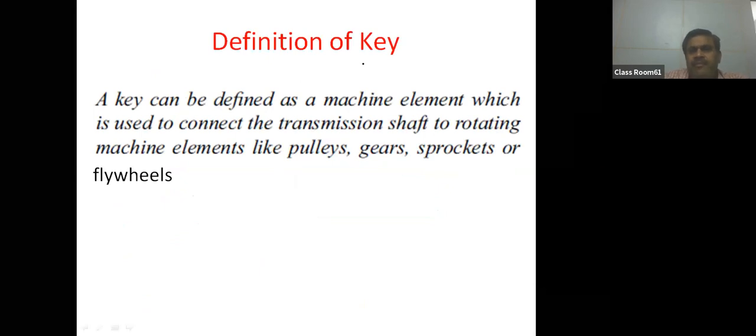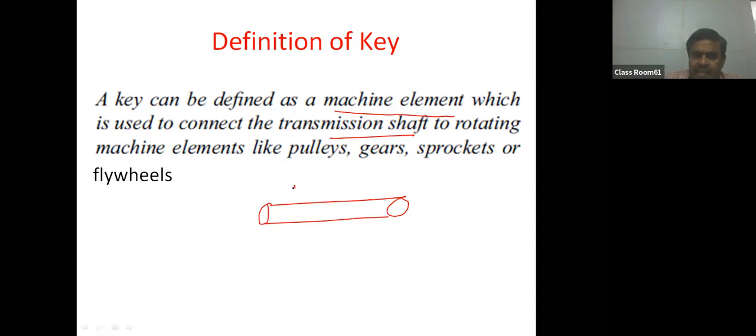So first, the definition of the key. A key can be defined as a machine element which is used to connect a transmission shaft to rotating machine elements like pulleys, gears, sprockets and flywheels. In the last classes we designed the shaft. So you would have seen that many rotating elements get attached on the shaft. Suppose this is a pulley, it is a rotating element on this surface of the shaft. Similarly, other rotating elements may be a gear, a sprocket or a flywheel. These are all the rotating elements.